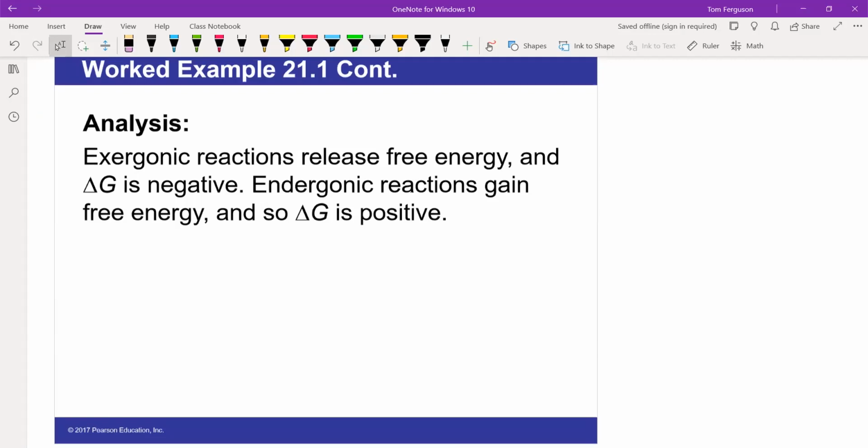Now, think of exergonic reactions as exothermic reactions, meaning they give off heat. Endergonic reactions require energy.